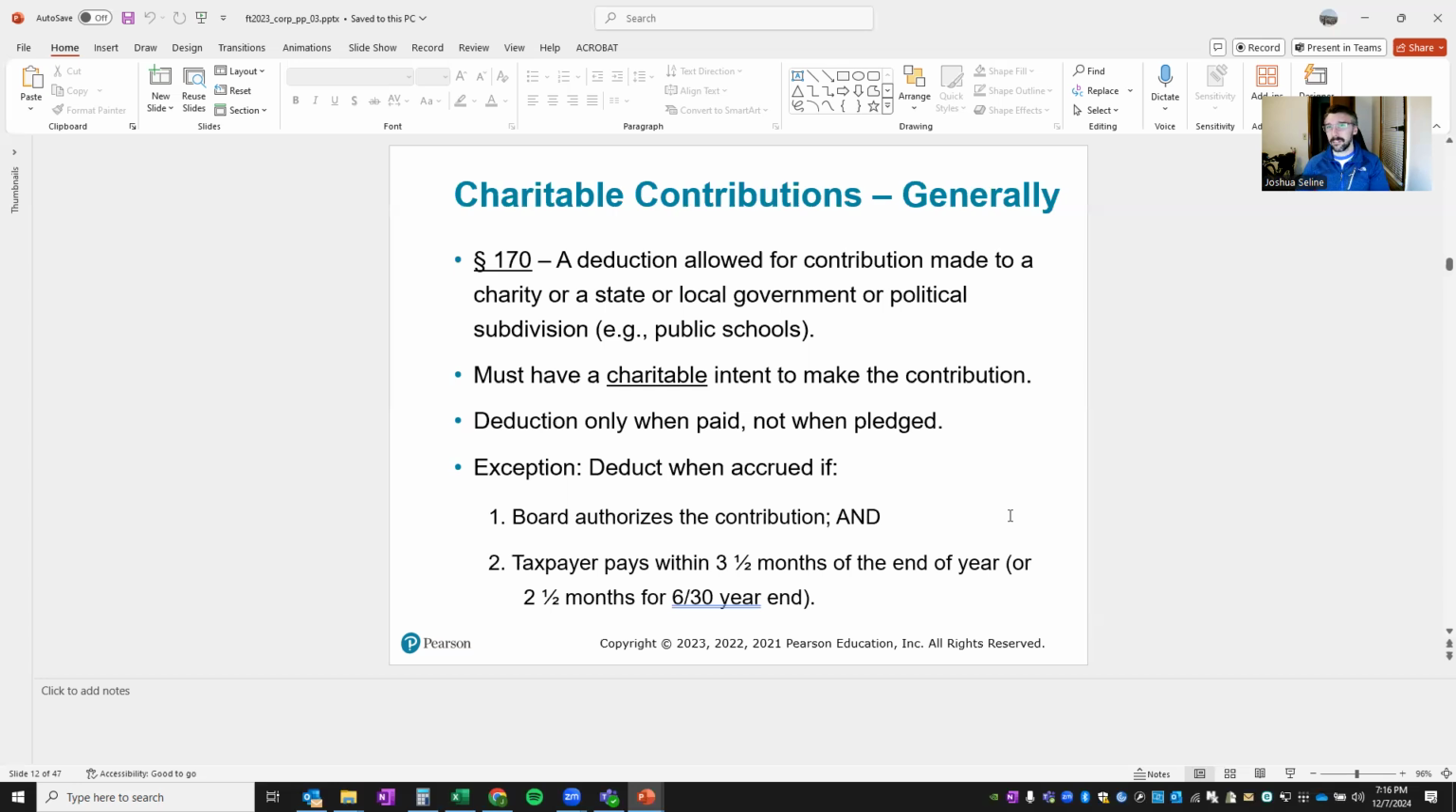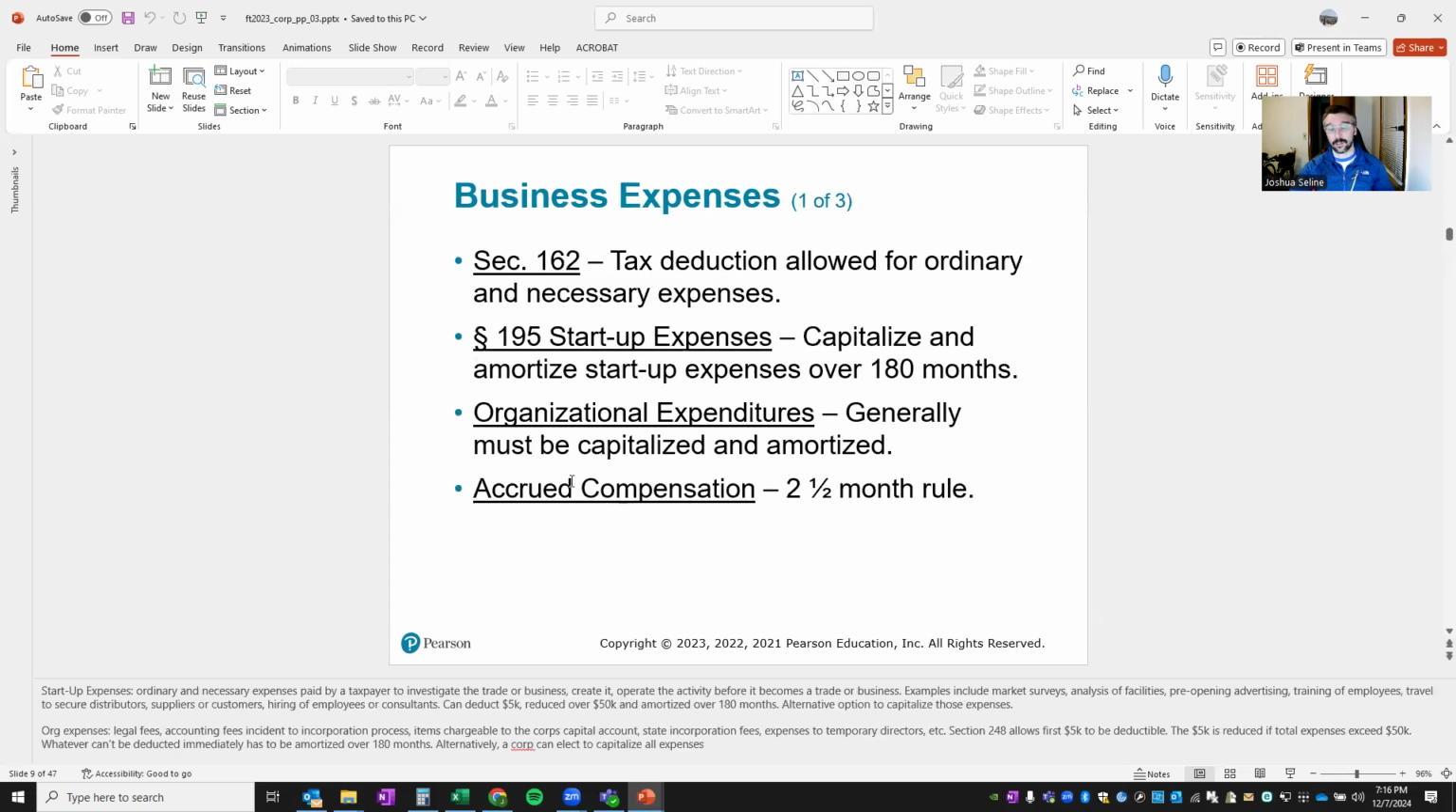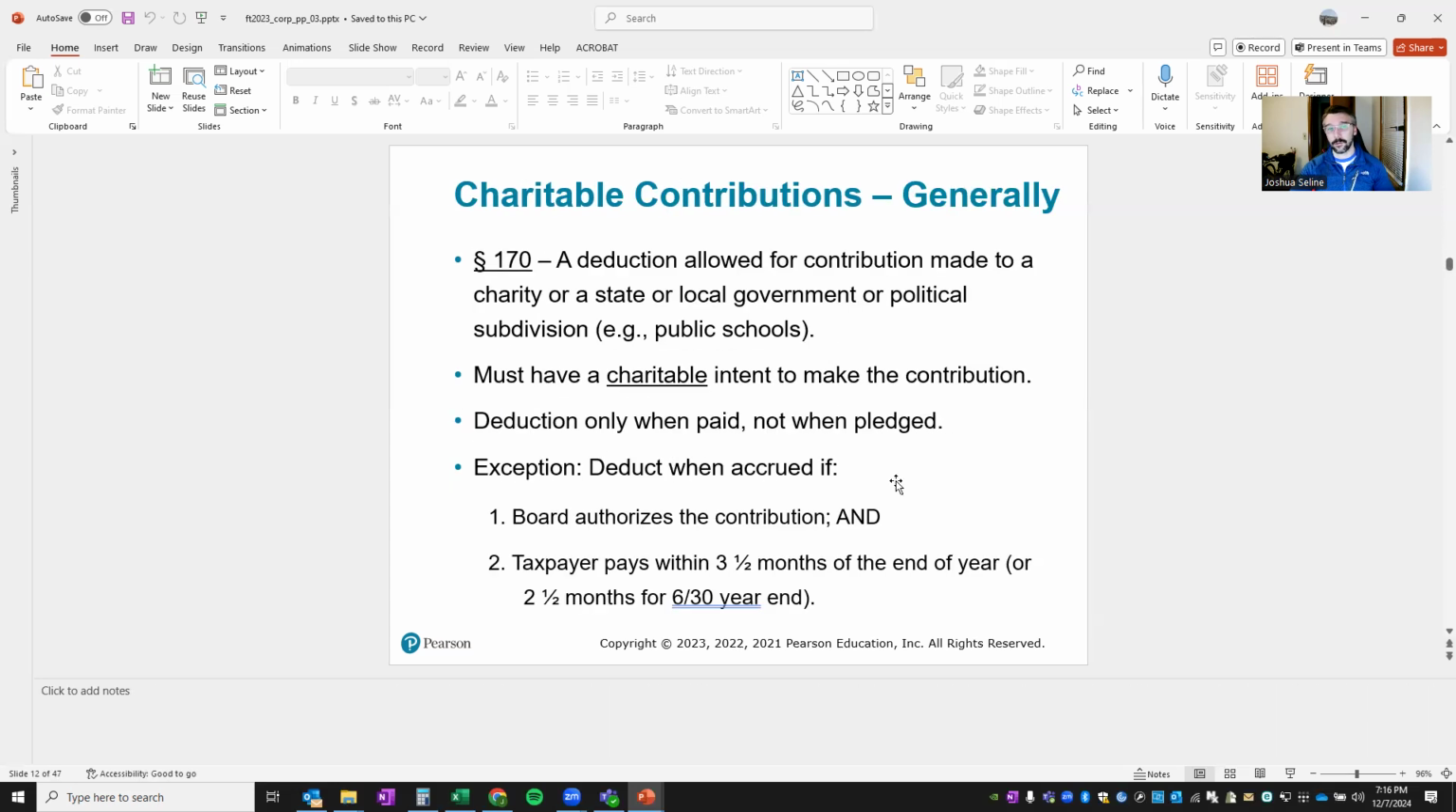This gets treated a little bit differently, because I know we just covered that you can accrue expenses or accrue compensation. But for charitable contributions, you have to pay them. You can't just say, I'm going to do it, and then take the deduction. You actually have to. You can deduct it if it's accrued.